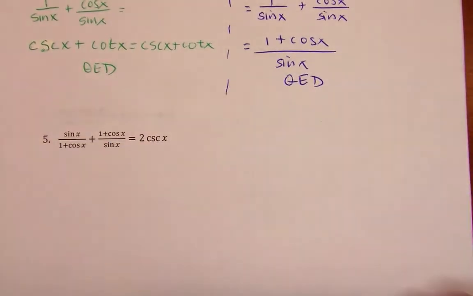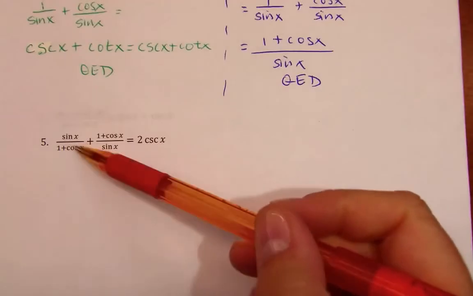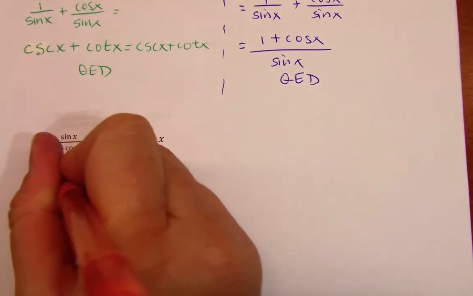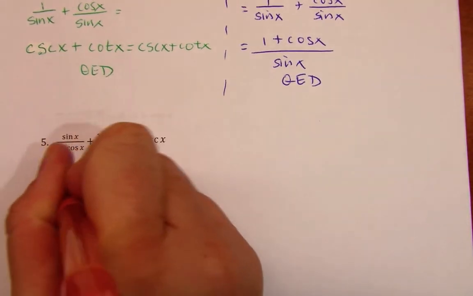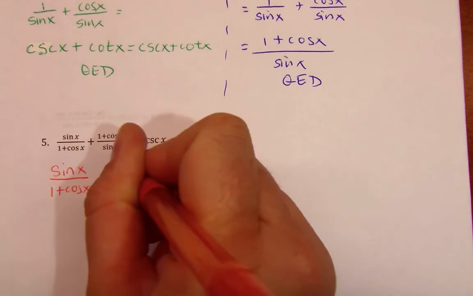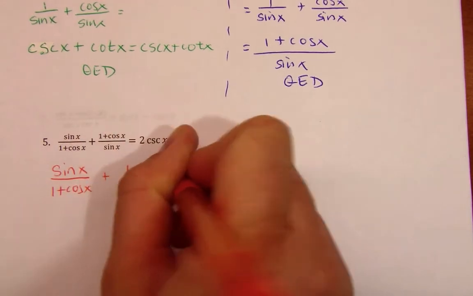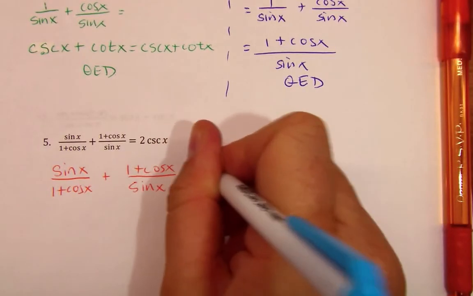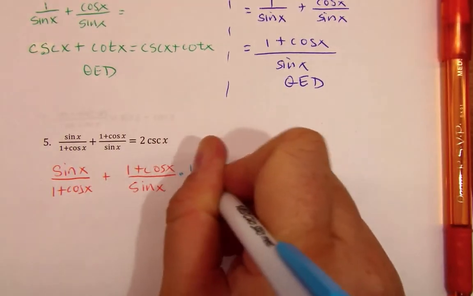So here we have sine x over 1 plus cosine x. Now I can't split that up, but this I could split up if I wanted to. And so we need to kind of look at the different options here. So the first thing I'm going to do is I'm actually going to try and come up with a common denominator. So I'm going to multiply, let's see, I'll just copy this first. And then I'm going to multiply by 1 plus cosine x, 1 plus cosine x.